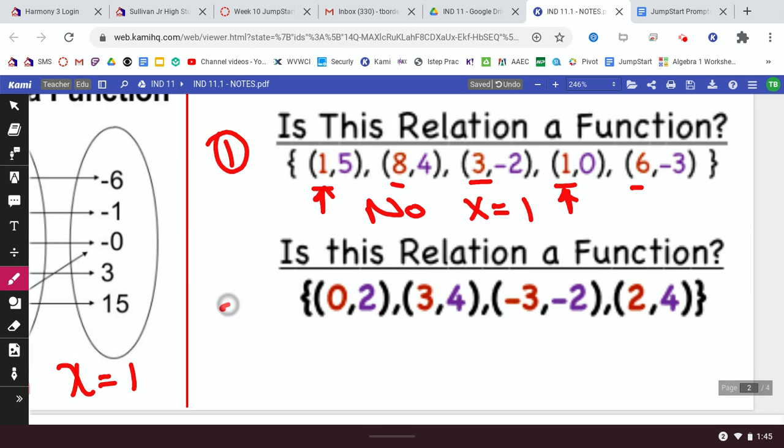All right, look at the second example here. Okay, let's look at our x's: 0, 3, negative 3, 2. Is it a function or is it not? What do you guys think? Yes, it's a function. No repeaters, no cheaters. We're good.